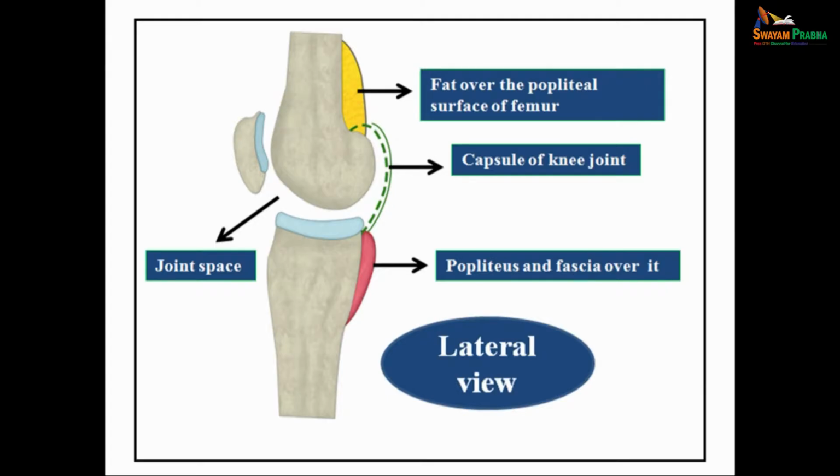Now, if you see the fossa from a lateral view, here you can see there is a fat pad which is covering the popliteal surface of the femur. In this fat pad, there will be a few lymph nodes. They are called the popliteal lymph nodes. Then this is the capsule of the knee joint, and this is the popliteus muscle and the fascia over it.